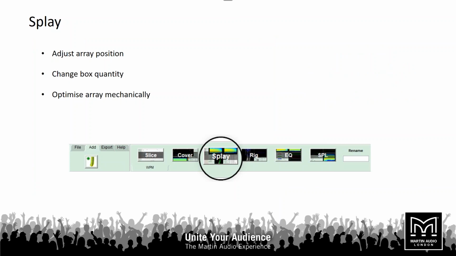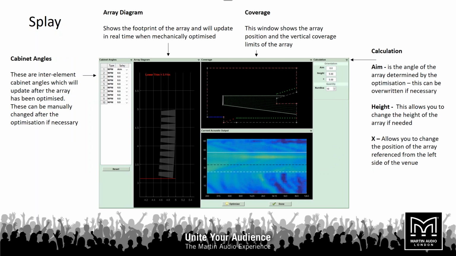And then we move on to the display tab. Display allows us to adjust the array position, change the box quantity, and then it optimizes the array mechanically. So in display, down the left-hand side here, we can see the inter-element cabinet angles, which will update after the array has been optimized. These can be manually changed after the optimization if necessary. And next, alongside that, we have the array diagram. This shows the footprint of the array and will update in real time when mechanically optimized.